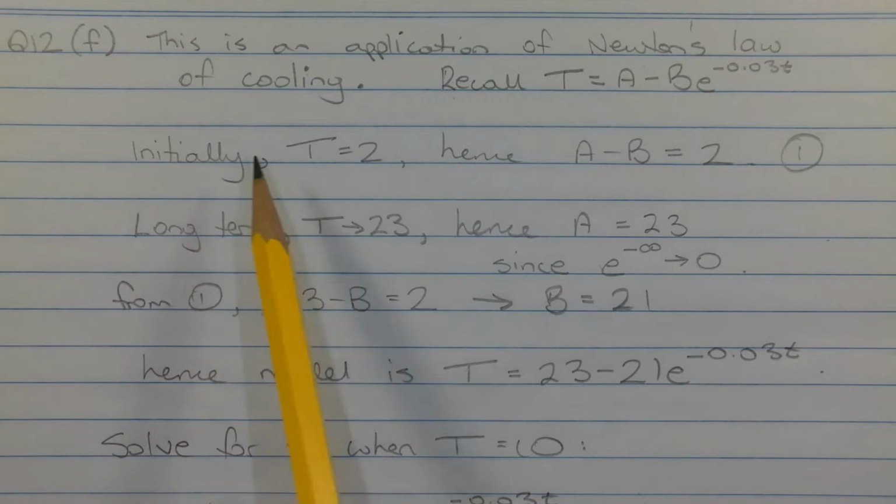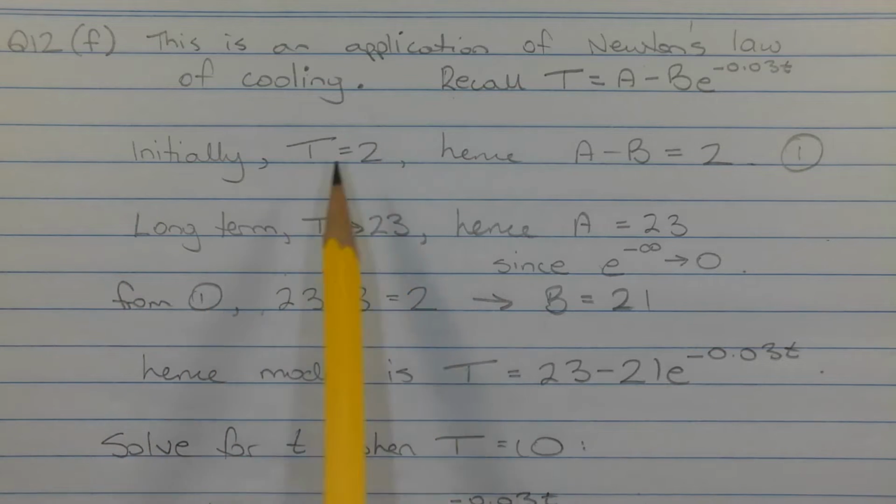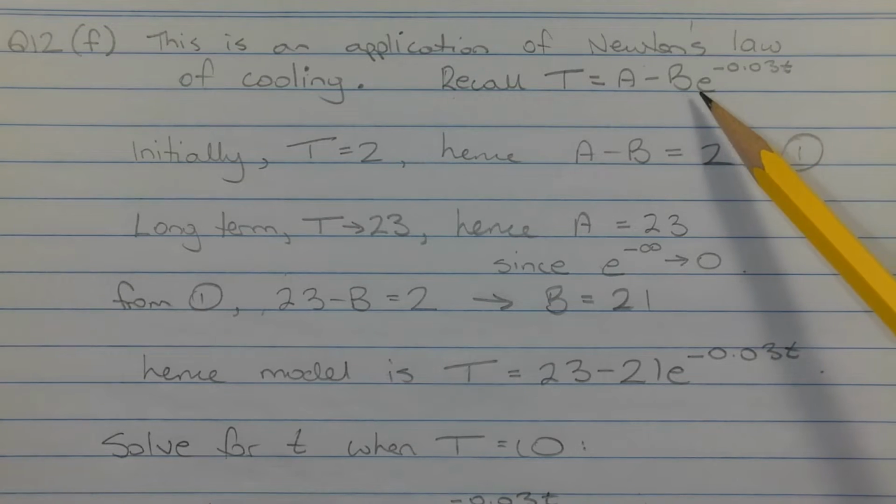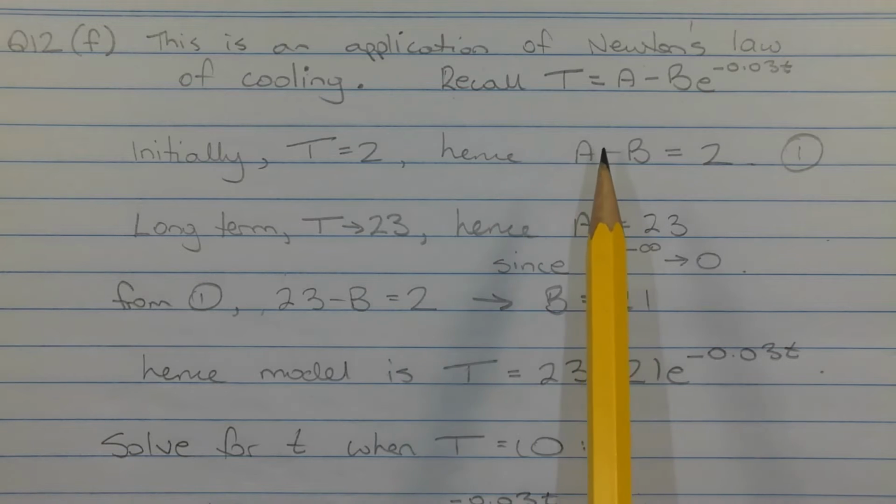Now initially, capital T equals 2. So the temperature is equal to 2 degrees Celsius when time t equals 0. Substituting 0 for t here, we get e to the power of 0, which equals 1, and B times 1 is B. Hence, A minus B is equal to 2. I'm going to call this equation number 1.